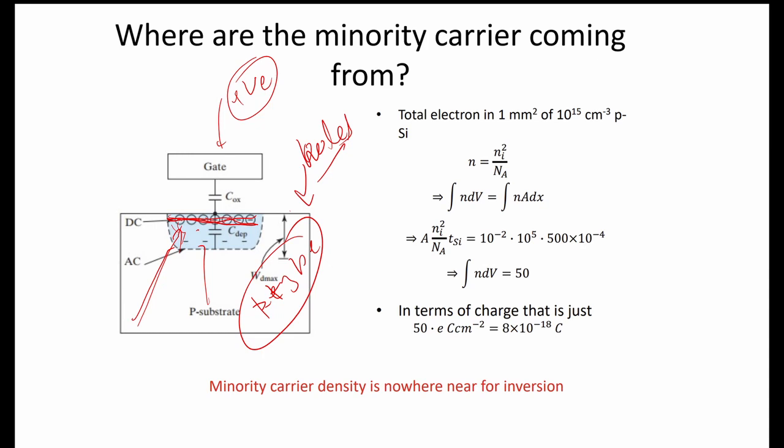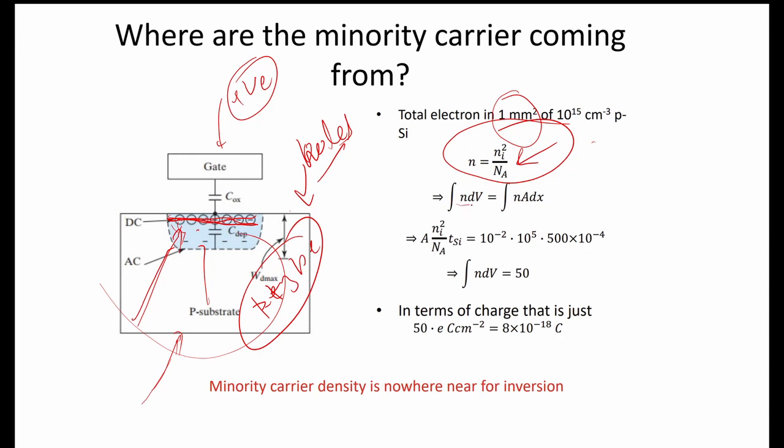So let us calculate the total number of electrons in the semiconductor itself. This is a p-type substrate. How we can calculate is n equals ni squared by Na. So in a 1 mm cross 1 mm piece of silicon semiconductor, how many holes will be there?